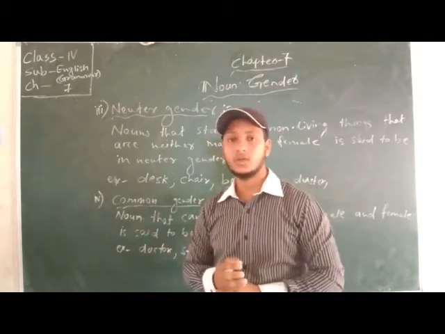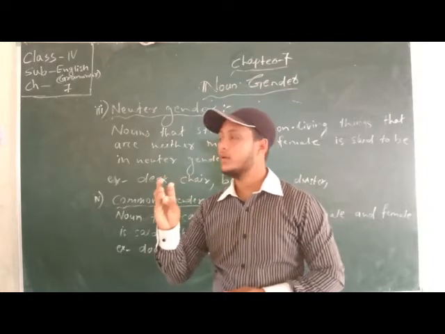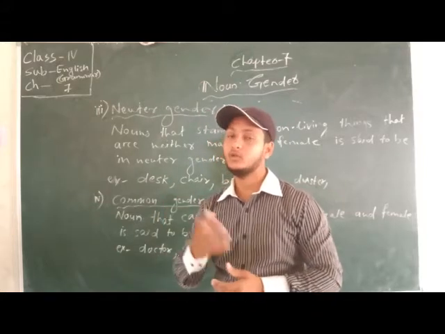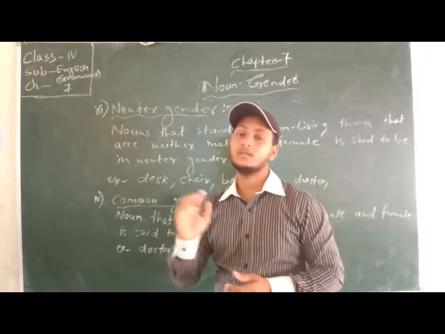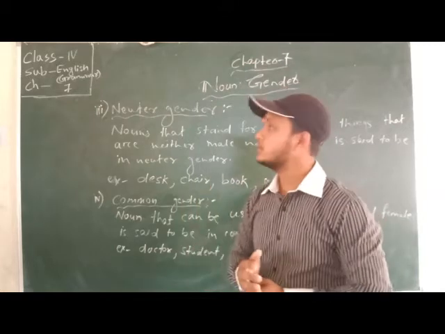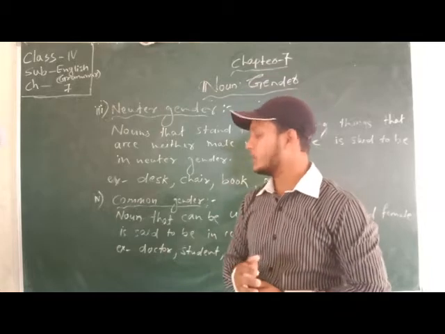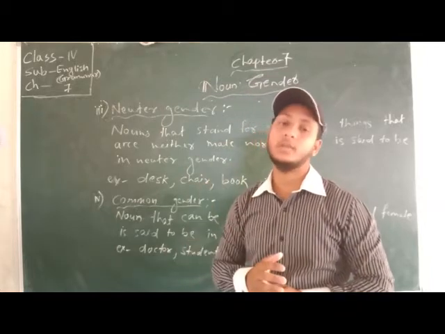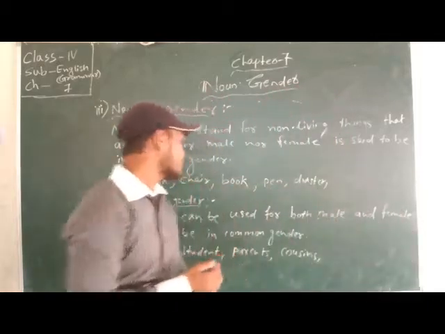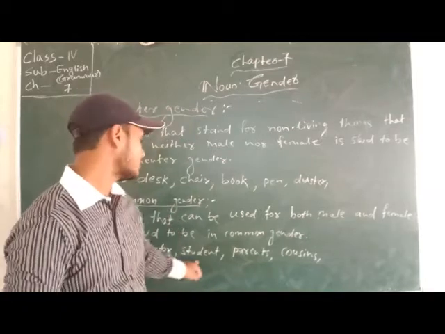Okay, the first one is your masculine gender. Masculine gender refers to male persons or animals, while feminine gender refers to female persons or animals, and neutral gender doesn't refer to any male or female. They refer to non-living things. Okay. And the last one is your common gender. They are used for both male and female. So the nouns that can be used for both male and female are said to be in your common gender. For example, your doctor, student, parents, cousin.